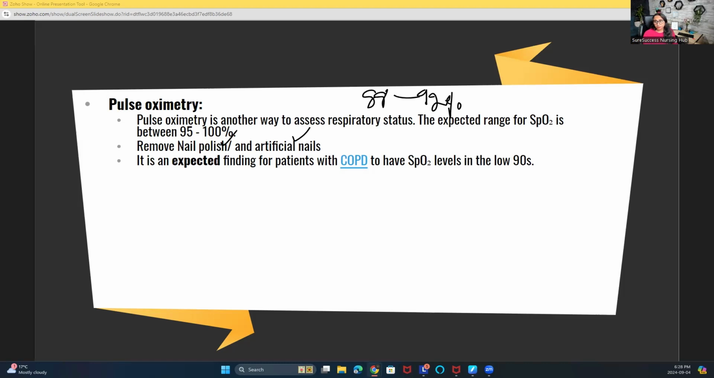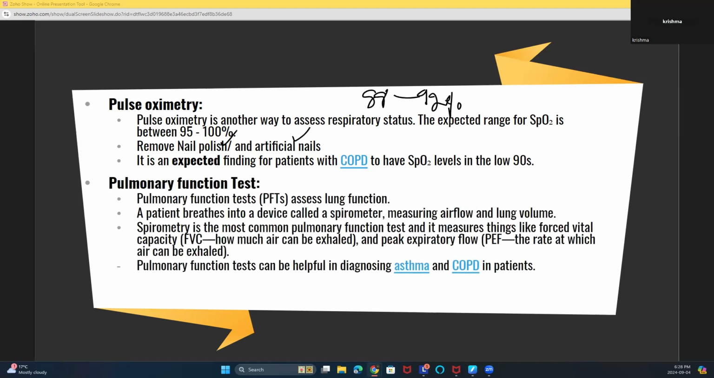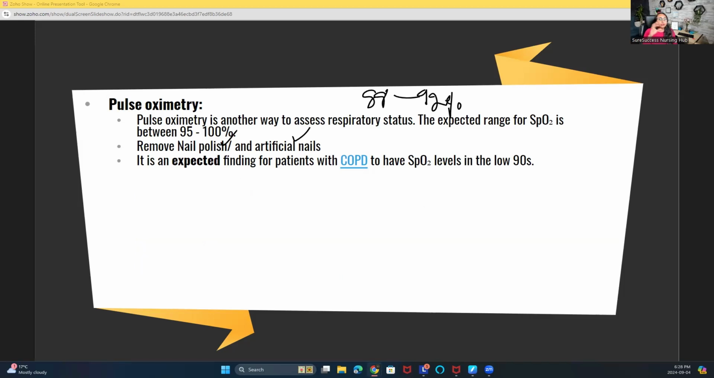rule out those things. Another one I've heard is pulmonary function test. Pulmonary function test, as the name indicates. Pulmonary means related to lungs. Function means function of the lungs. Very good. So what is the function of lungs? Gas exchange. Breathing in, gas exchange, breathing out.